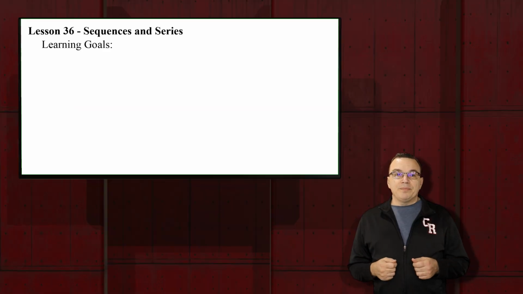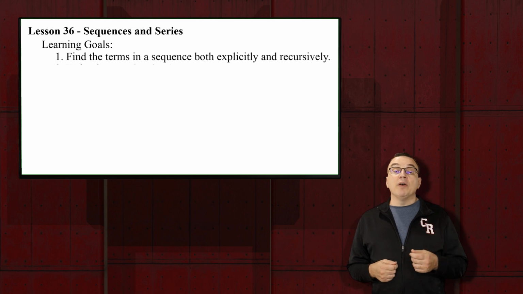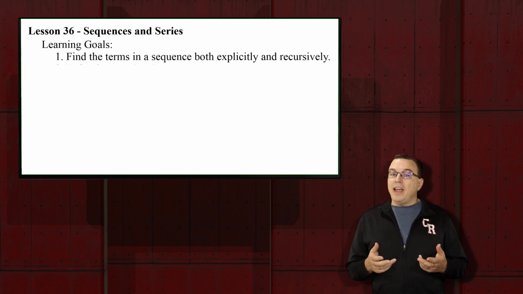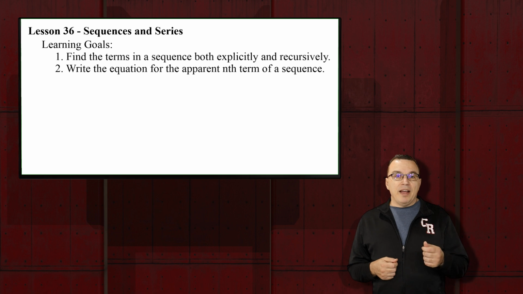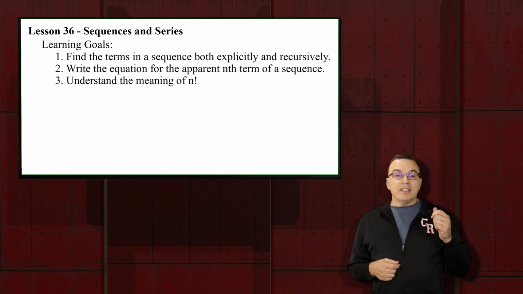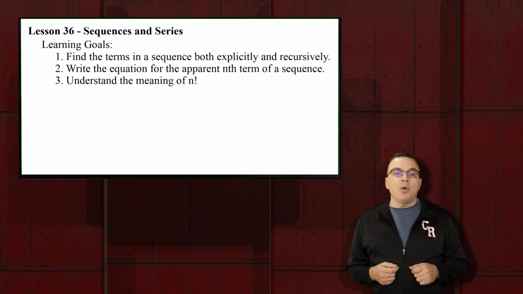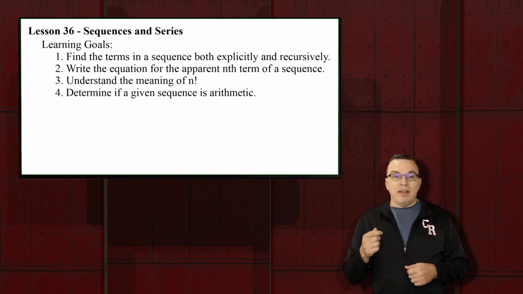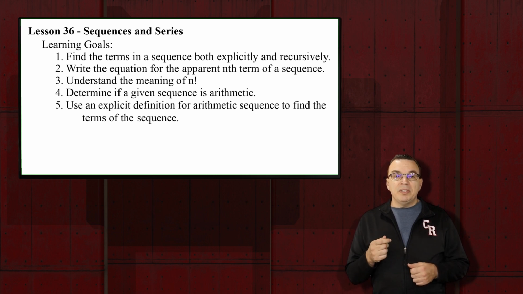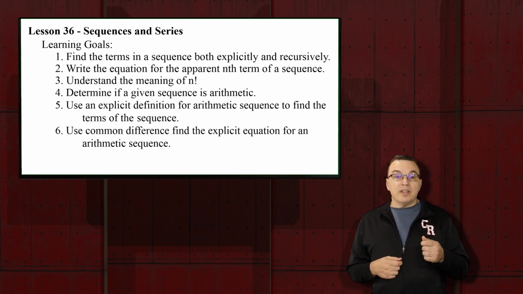Our goals for today. We're going to find the terms in a sequence both explicitly and recursively. We're going to find the equation of the apparent nth term of a sequence. We're going to understand the meaning of n factorial. We're going to determine if a given sequence is arithmetic. We're going to use an explicit definition for an arithmetic sequence to find the terms of the sequence. We're going to use the common difference to find the explicit equation for an arithmetic sequence.